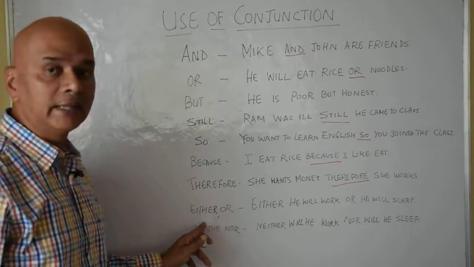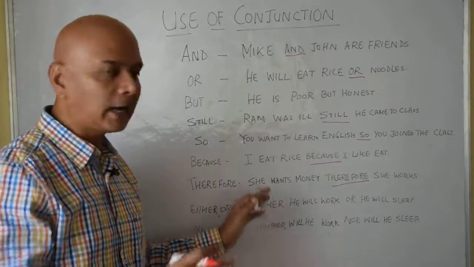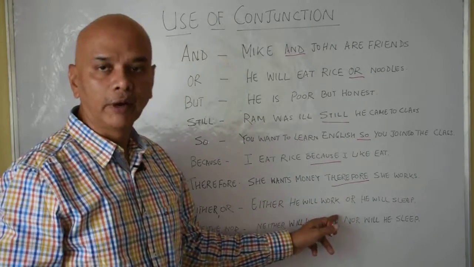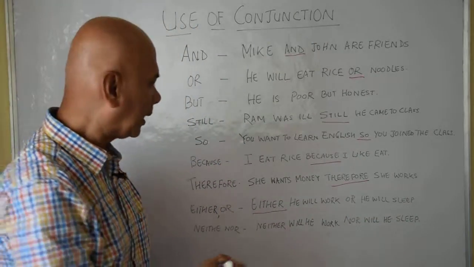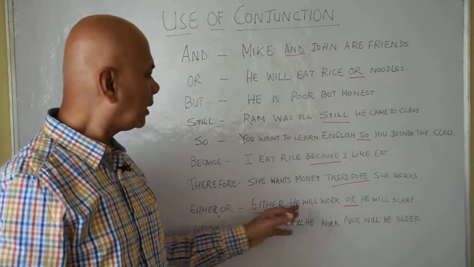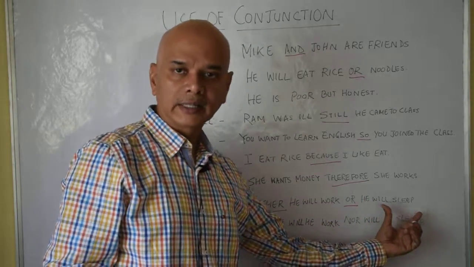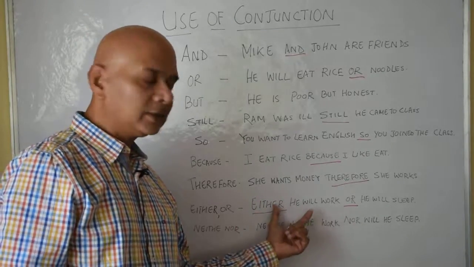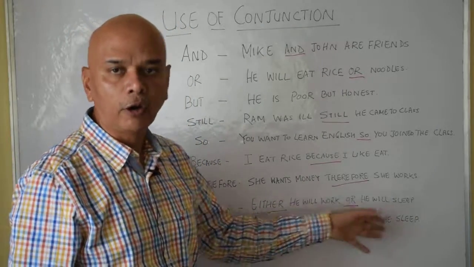The next word is either or. Either or is an option. Either you do this or you do that. For example, the sentence is: either he will work or he will sleep. So you see, either is used before the subject and also before another sentence or clause. Either he will work is one sentence, or he will sleep is another sentence or a clause. So we will use either before one subject and then or before the other subject. Either he will work or he will sleep.